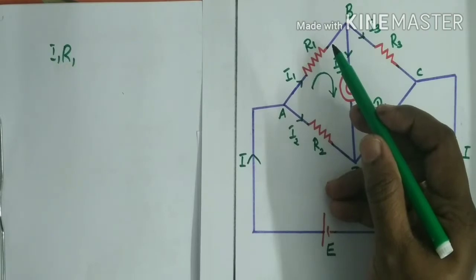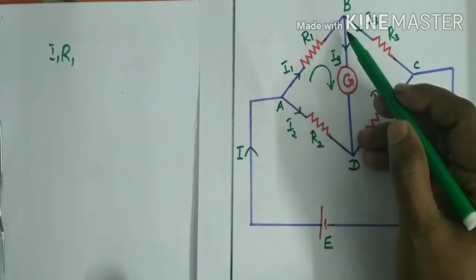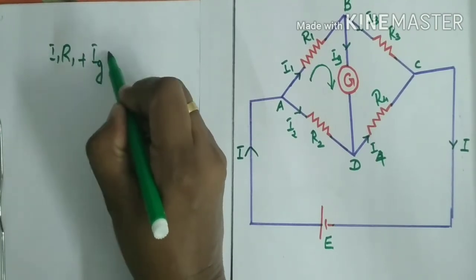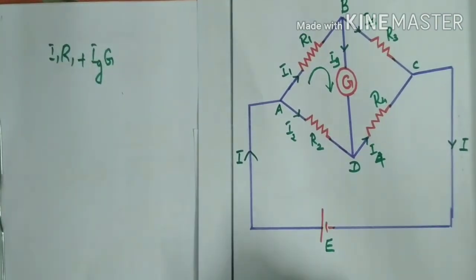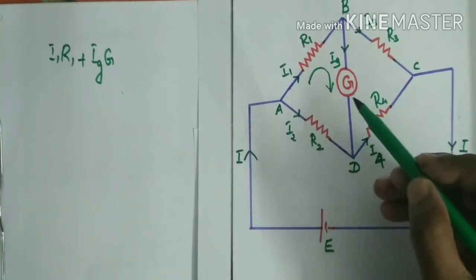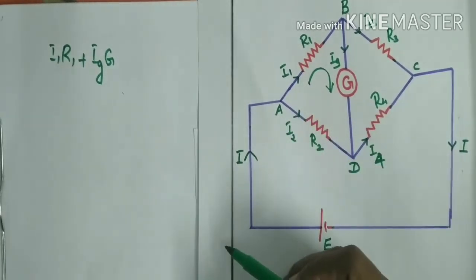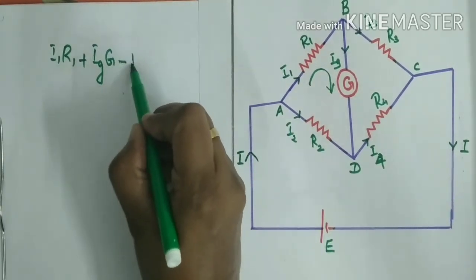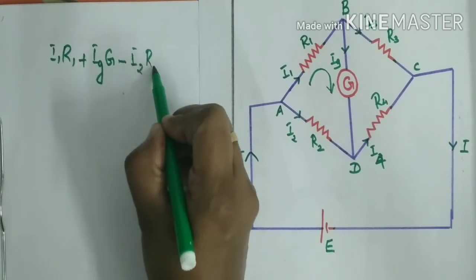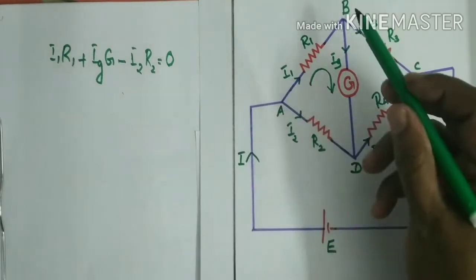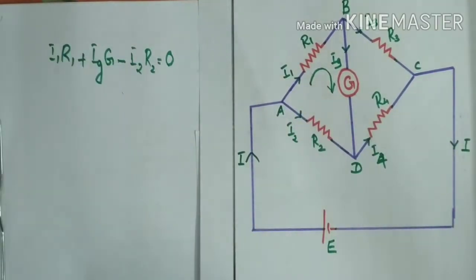Both are the same, therefore I1 R1. Here the current is flowing in the downward direction, therefore plus Ig G, where G represents the galvanometer resistance. And here the current is moving upward. Original current is moving downward, but the assumed current is moving upward, so it is in the opposite direction. According to the sign convention, it is minus I2 R2 equal to 0. So that is Kirchhoff's loop rule in the loop A, B, D, A.